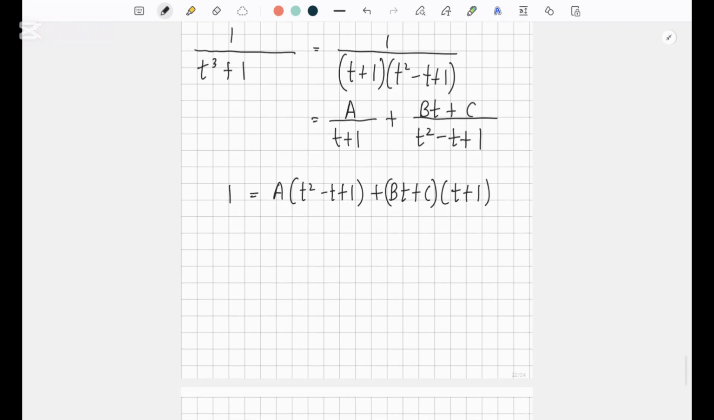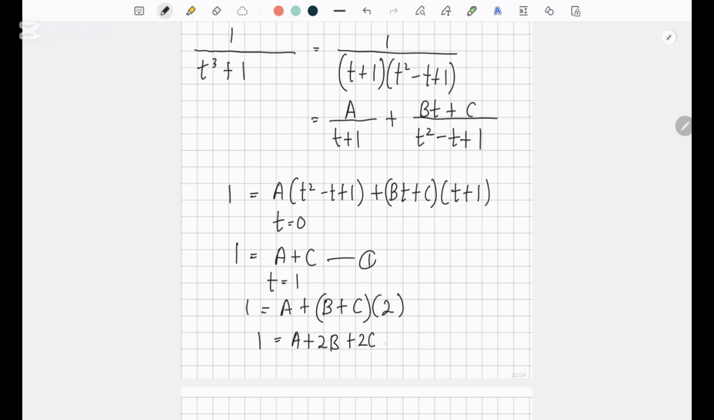Okay, now if I substitute, let's say when t equals 0, 1 equals to A plus C. Okay, and when t equals 1, when you substitute 1, you have A plus B plus C into 2, right? So we have 1 equals A plus 2B plus 2C. That's our second equation.